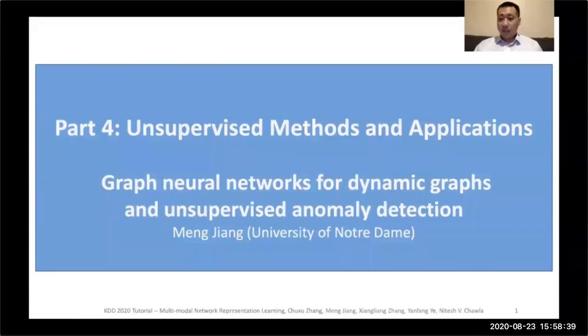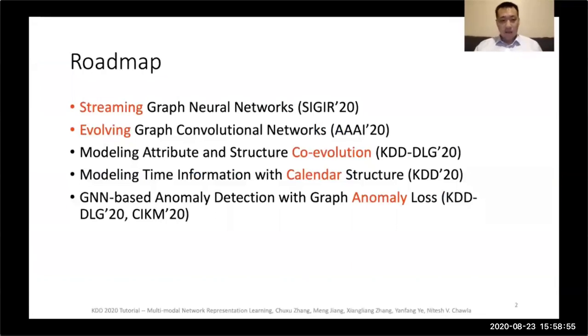Hello, everybody. My name is Meng. I'm an assistant professor at the Department of Computer Science and Engineering at the University of Notre Dame. So I'll talk about graph neural nets for dynamic graphs and anomaly detection. In this tutorial, I'll go through as many as 5 works in just around 30 minutes. So I'll just catch the main ideas of each work.